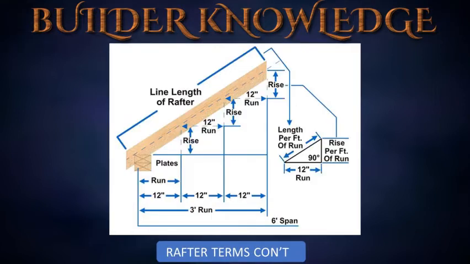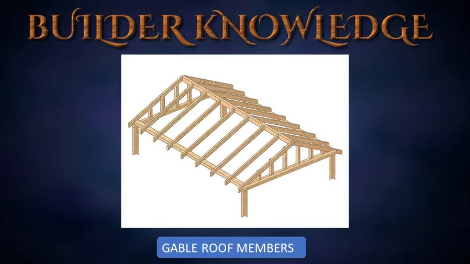The bridge measure is the hypotenuse of a triangle with the unit of run as the base and the unit of rise as the altitude. Now let's cover the gable roof framing members. The ridgeboard is the highest point of the roof where the roof slopes meet. It is a horizontal board or plank placed at the ridge of a roof to which the upper ends of the rafters are nailed.